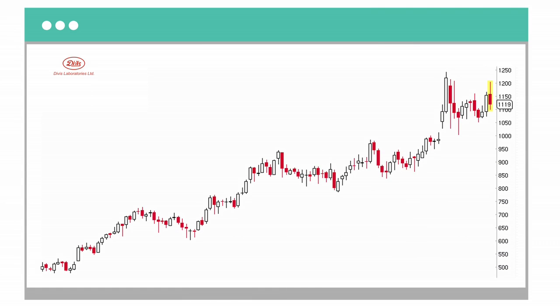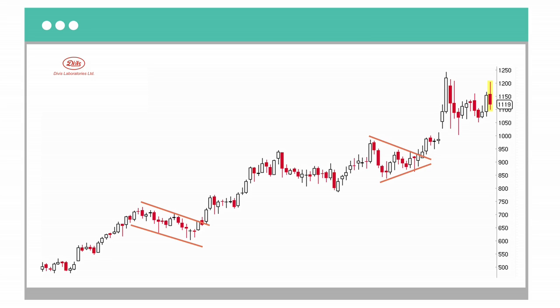Let's see a real-world pattern in action with Divi's Labs. This is Divi's Labs. These are the weekly charts though, so we're at a slightly lower time frame, but you'll see the flag pattern right there. As you can see, we broke out after that and gave a handsome return too. Oh, and there's a nice symmetrical triangle over there too. I hope you noticed it before I actually told you.